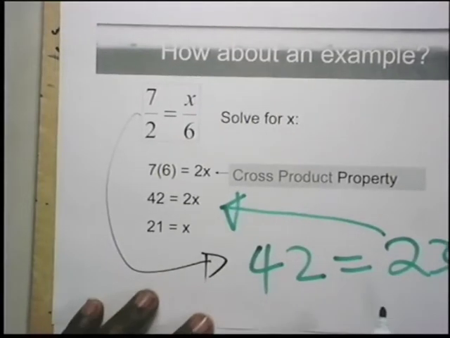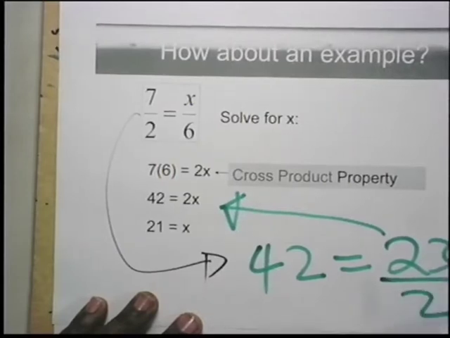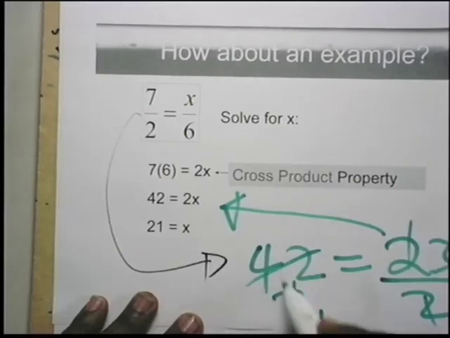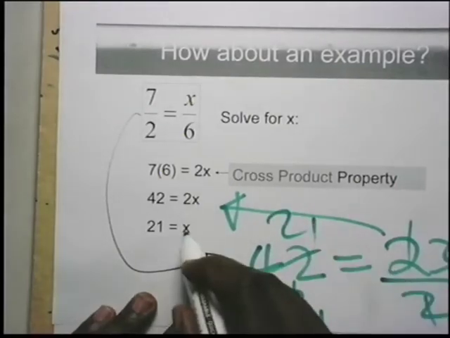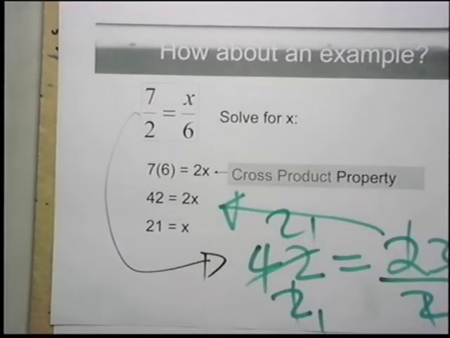Now, once we are there, we can simply divide this one by 2. This, we remain with x. And also divide this one by what? By 2. 2 into 2, 1; 2 into 42, 21. Now, our x is equal to 21. So, the whole concept of ratios and proportion is meant to help us in solving problems of this nature.